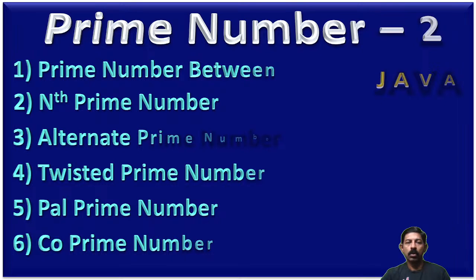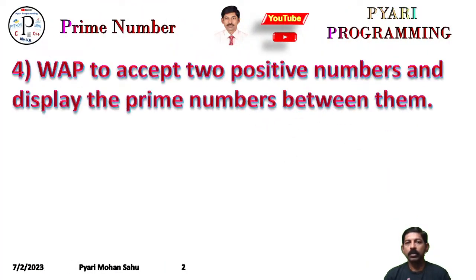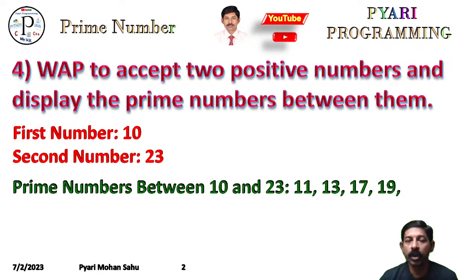So we'll go for the Java part. Before that, I will discuss with the slide what information is available. Write a program to accept two positive numbers and display the prime numbers between them. For example, the user has inputted the first number as 10 and the second number as 23. Now, I need to display all the prime numbers between 10 and 23. That means 10 is not going to be included and 23 is not going to be included.